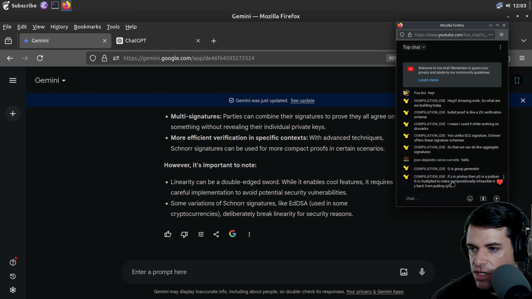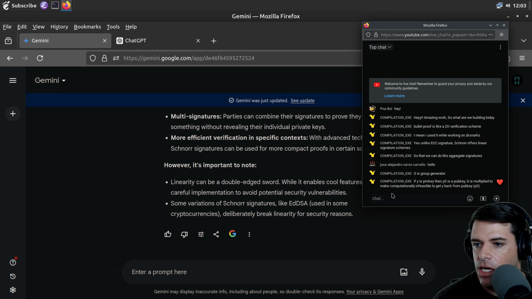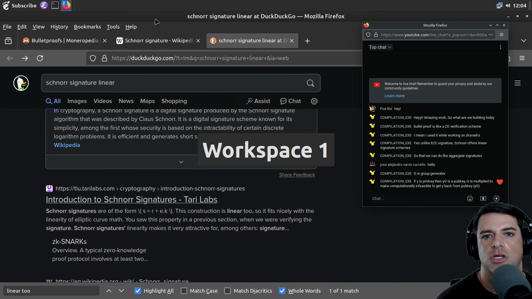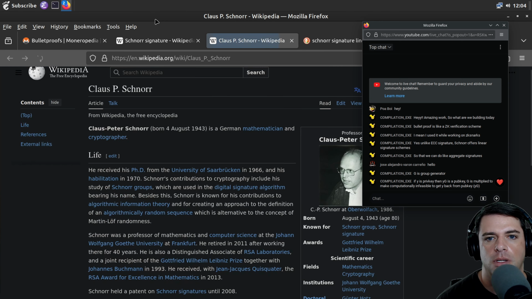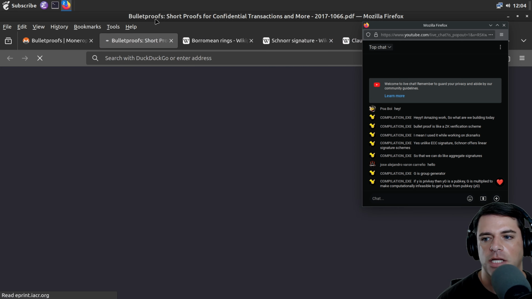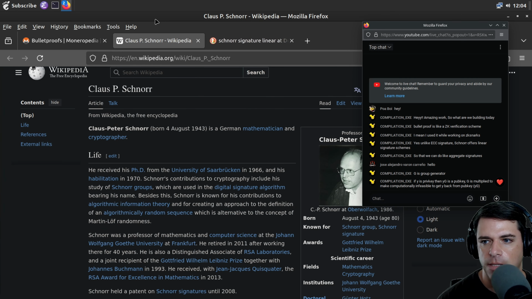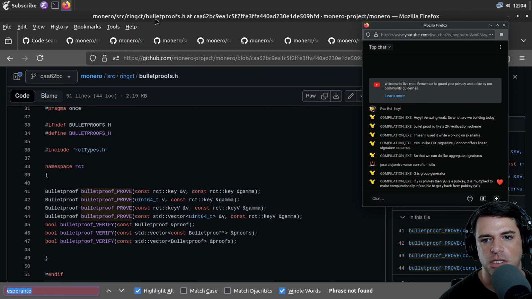So if Y is a private key, then YG is a public key. Okay. G is multiplied to make it computationally infeasible to get back. Okay. So Y is the private key, and then we multiply by the group generator to get the public key, is what this notation is. I think I closed the tab, but that's super useful. Thank you, compilation exe. Are you a crypto person, compilation exe?